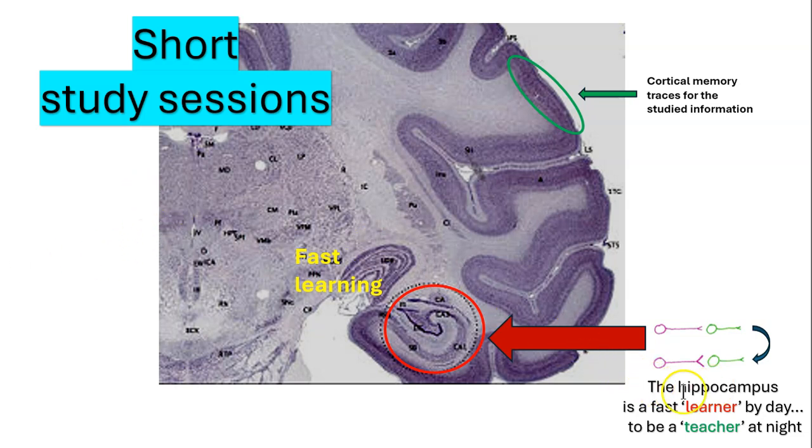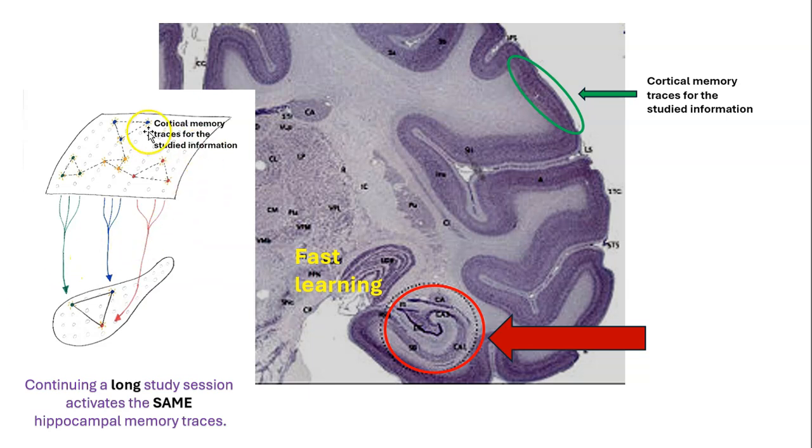Now, we said the hippocampus is a fast learner by day, and a kind of teacher at night when we go to sleep and do memory consolidation. But this feature of fast learning, high plasticity hippocampal neurons, also leads to a limitation in our study practices. We want to use short study sessions. Now, why is that? Over here, we see some cortical neurons being activated, and they're communicating with the hippocampus. We have some hippocampal neurons making a memory trace down here.